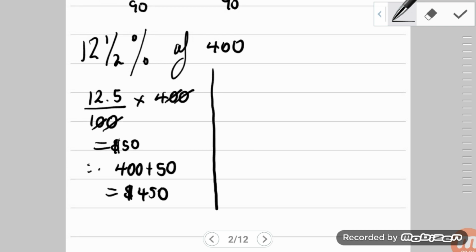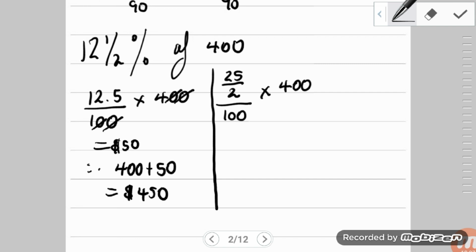Another way that we could actually do this here is to actually convert the mixed fraction here to an improper. So we could therefore say 2 multiplied by 12 is 24, and 24 plus 1, that's 25. So that's 25 over 2. But remember that as a percentage, we still have to divide the result by 100. So that's 25 over 2 divided by 100 multiplied by the value of the item or the cost of the item, which is 400.